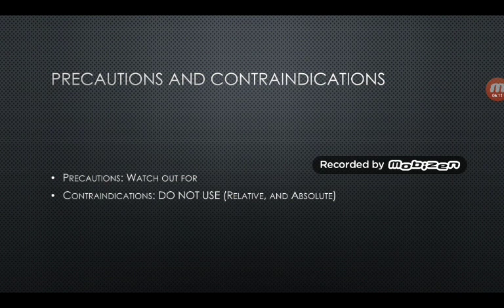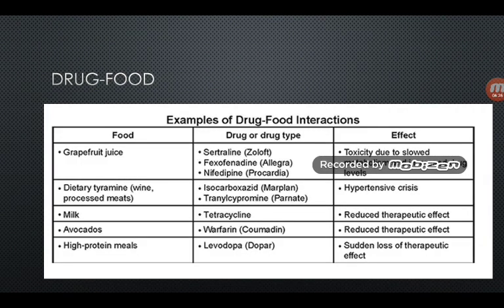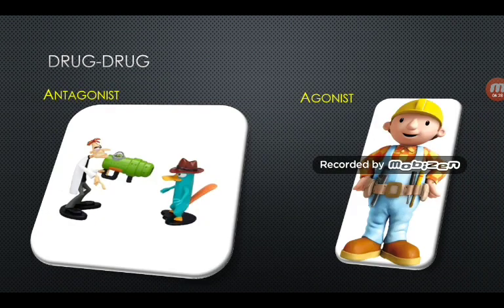Precautions and contraindications are important because precautions are something you watch out for. Contraindications are something that say, do not use this if this is true. There can be drug-drug interactions. Sometimes drugs can be agonists, and they can cause either a physiological process or another drug to work even better. Sometimes they can be an antagonist, and they can work against physiological processes or against other drugs.